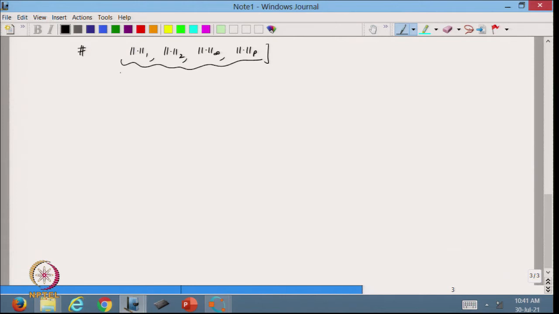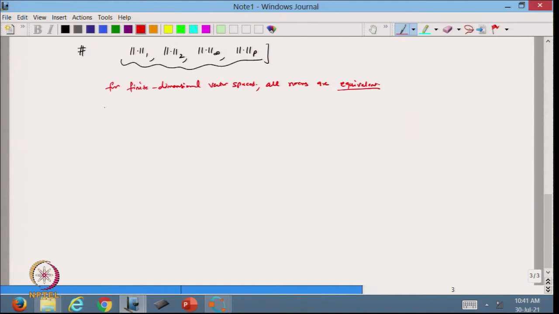So from here we have a very important condition: for finite dimensional vector spaces, all norms are equivalent. So, all norms are equivalent.